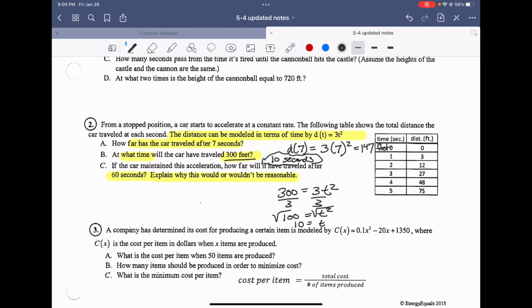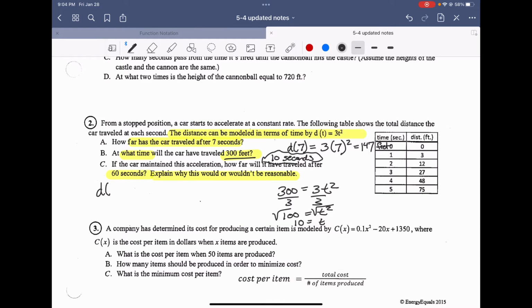Okay. Part C, if the car maintains this acceleration, how far will it have traveled after 60 seconds? All right. So 60 seconds. So this is the same question as A. So we want to know the distance after 60 seconds. That's going to equal 3 times 60 squared.